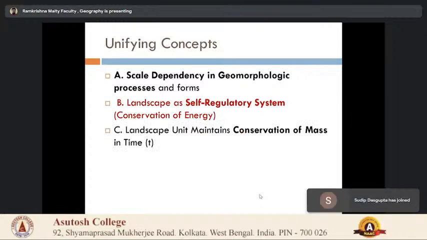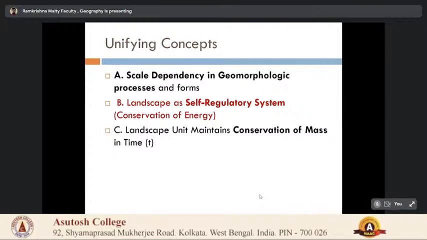Then this conservation of mass within a time unit T is very important to understand the nature of transfer of materials from one place to another. Geomorphic processes are actively transferring mass and energy from one part of the Earth's surface to another. So all the evolution of landscapes is related to this transfer of materials. So understanding the conservation of mass within a spatial unit during a time unit T is a very, very important idea.